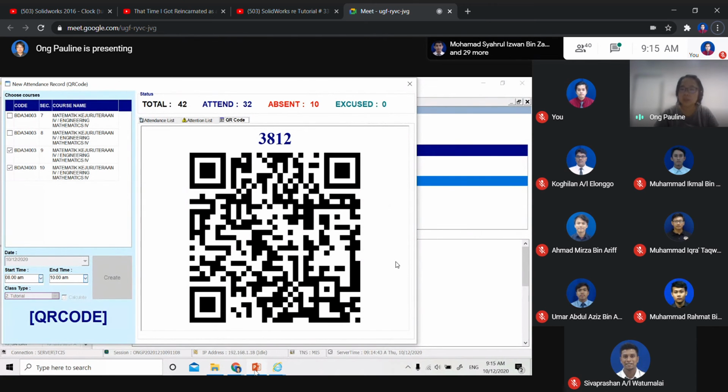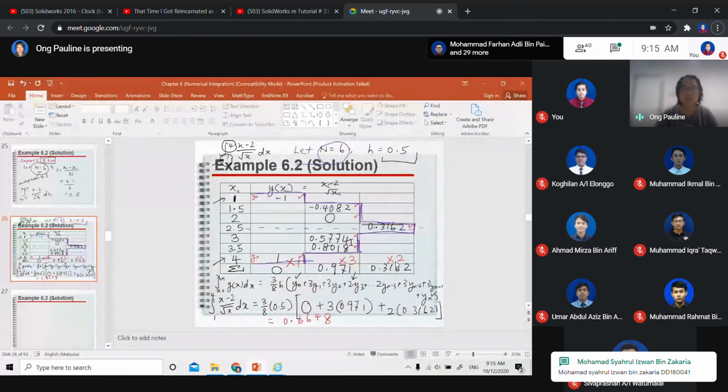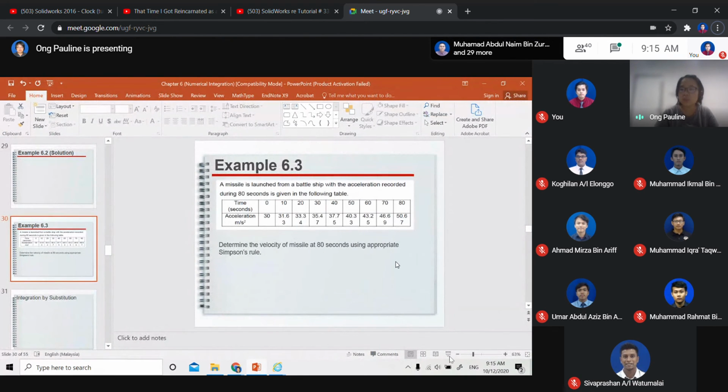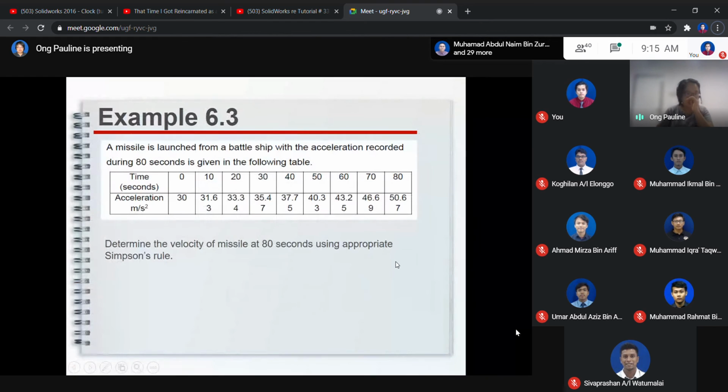Right. Okay, so let us continue for the next example here. Okay, so I would like to solve for this example. So you have a missile. Okay, so untuk yang example Simpson's 1/3, Simpson's 3/8, ataupun untuk yang rectangular rule and trapezoidal rule. Okay, so example yang kita lihat di sini, contohnya untuk Simpson's 1/3 dan Simpson's 3/8, kita nak solvekan yang ini kan.